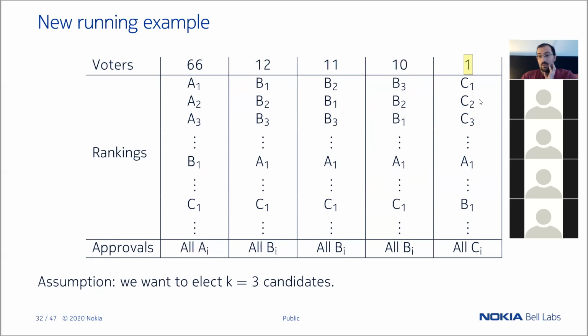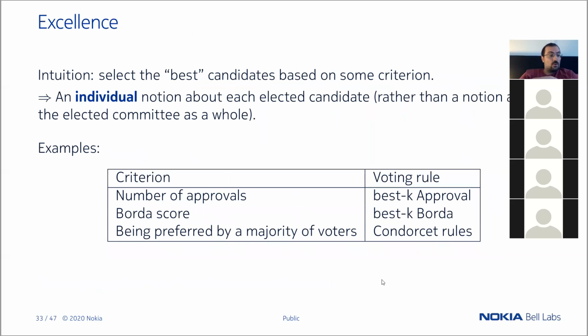And the last voter is the only one who prefers all candidates of type C to candidates of type A to candidates of type B, and she approves of candidates of type C. Before we wanted to elect two candidates, and now we want to elect 3 candidates. So the first objective that we talked about was excellence.